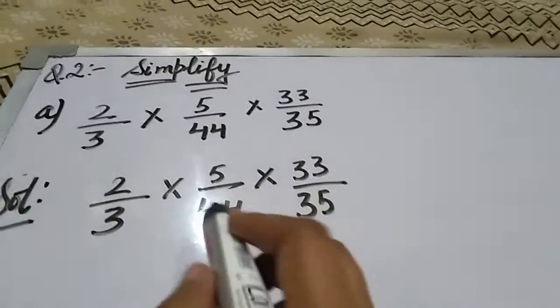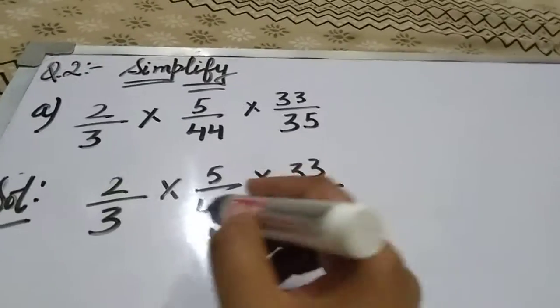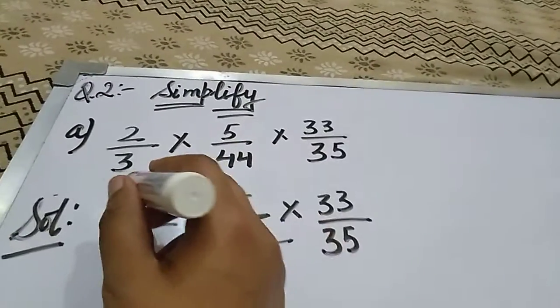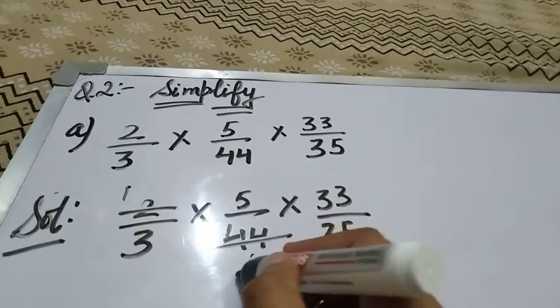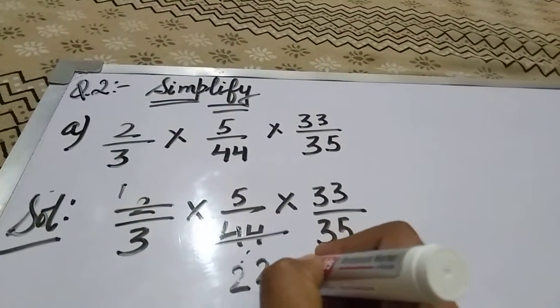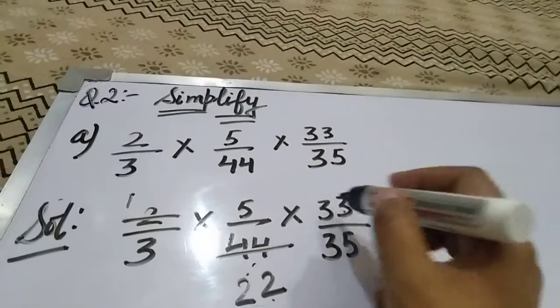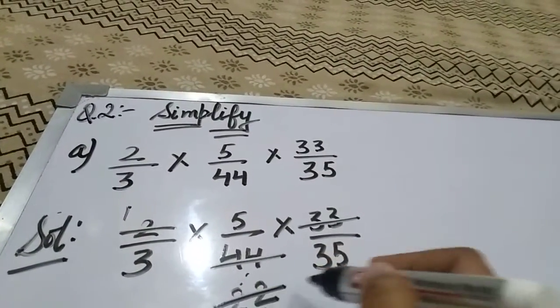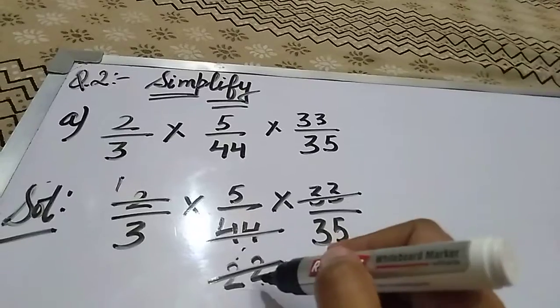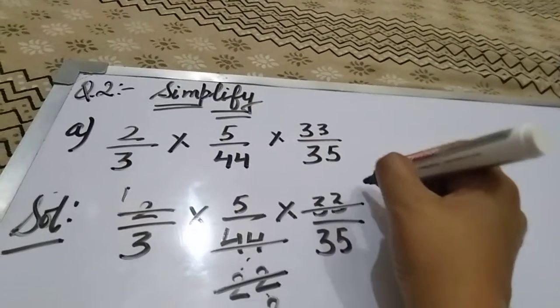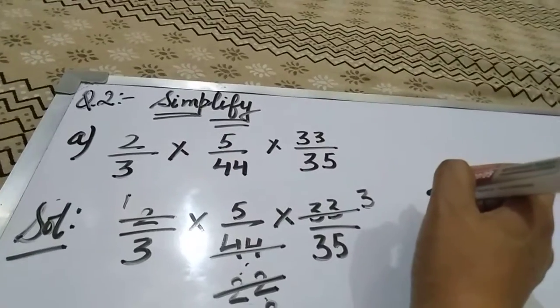Now here is 2 and 44. There the common factor is 2. That means it can be cancelled by 2. On the table of 2, 2 goes to 1 and 44 goes to 22. After that you have to check here, 22 and 33. Both can be divisible by the table of 11. On the table of 11, 22 goes to 2 and 33 goes to 3.